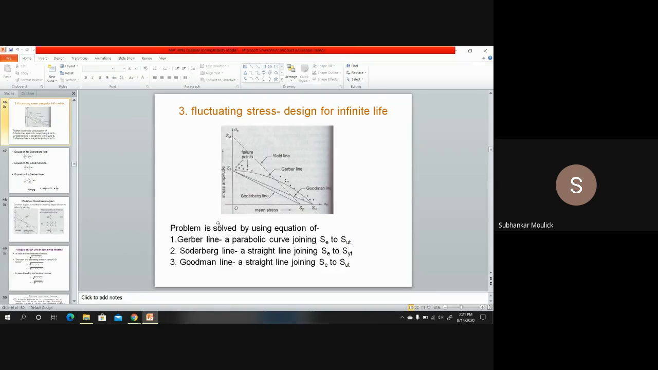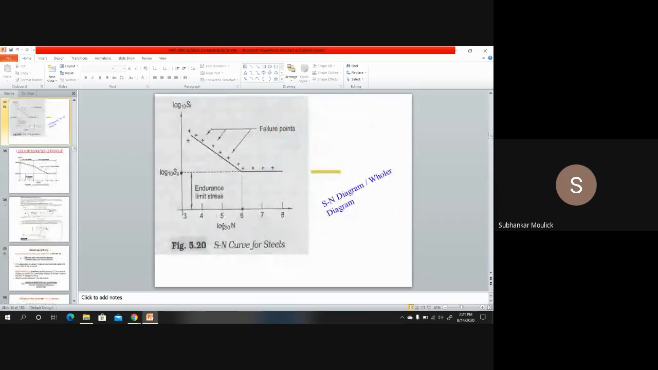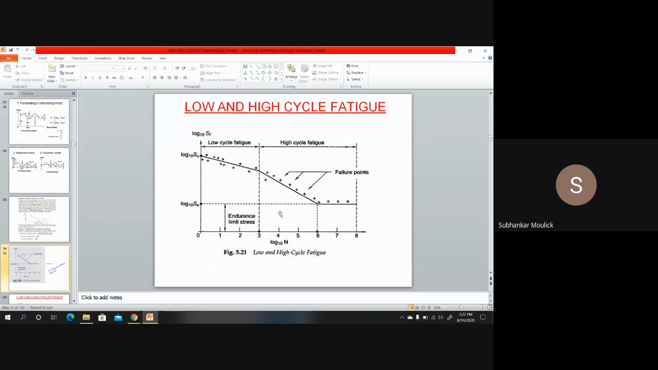And we have seen that when the component is subjected to fluctuating stress, then it has two components. One component is called the alternating component of the stress. Another component is called the mean component of the stress. And how do we find them out? Alternating component is half times of sigma max minus sigma min, and mean component of the stress is given by half times of sigma max plus sigma min.